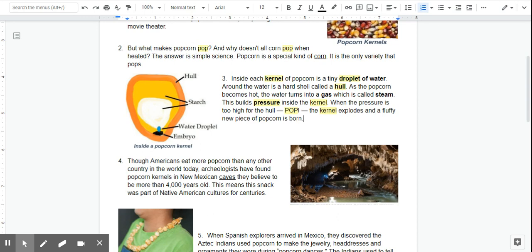I'm going to come back one more time because in a minute you're all going to go and model what happens to the particles. So I want you to think about particles when I read this paragraph one more time. Inside each kernel of popcorn is a tiny droplet of water, liquid water. Around the water is a hard shell called a hull. As the popcorn becomes hot, the water turns into a gas, which is called steam. This builds pressure inside the kernel. When the pressure is too high for the hull, pop! The kernel explodes and a fluffy new piece of popcorn is born.